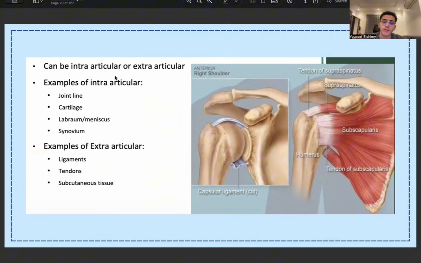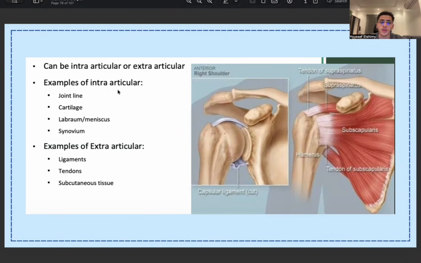Okay, this is really important because some MCQs can arise from this. The joint pain can be intra-articular or extra-articular. So the pain could be inside the articulation, the joint itself, or outside the joint itself.